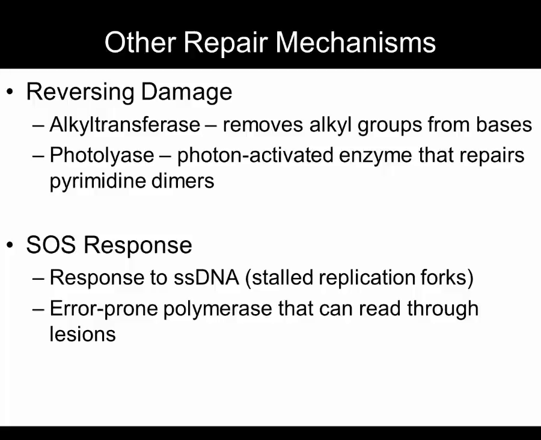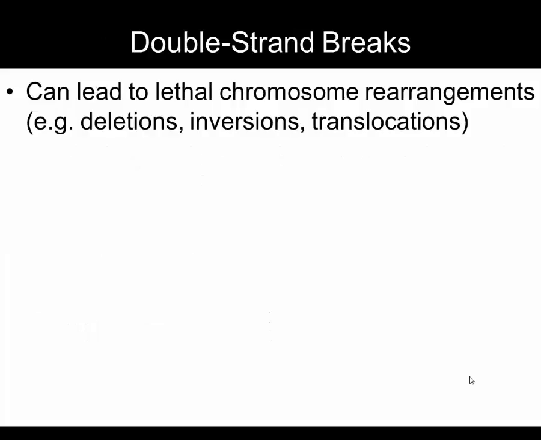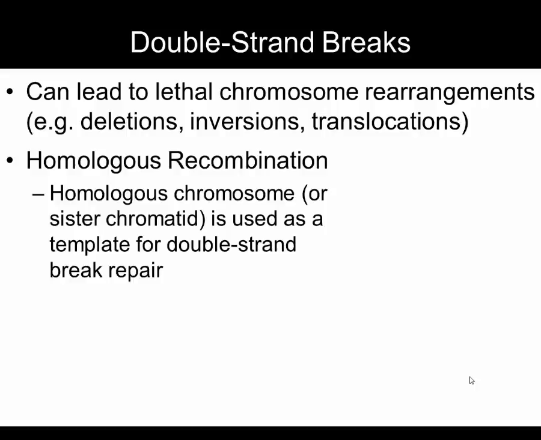correct any new mistakes. Double-strand breaks, which we previously said are caused by X-ray radiation, can lead to lethal chromosomal rearrangements, such as deletions, inversions, and translocations, which we'll discuss later. So we also need repair systems that can deal with these double-strand breaks. One method, called homologous recombination, relies on using the homologous chromosome, or sister chromatid if the break occurs after synthesis, as a template for repair.